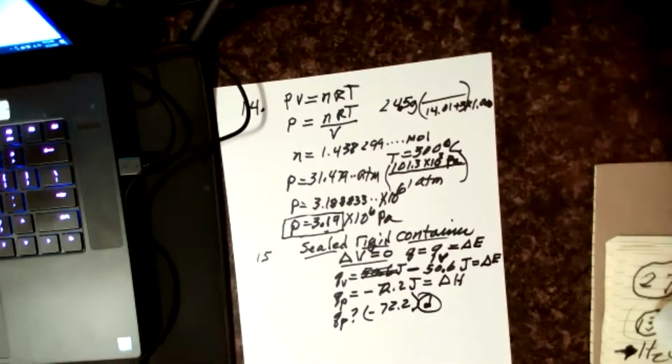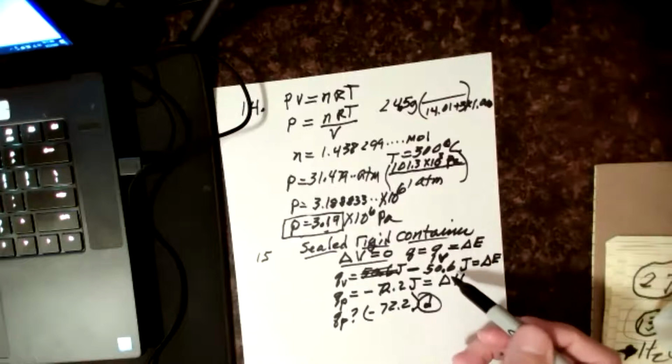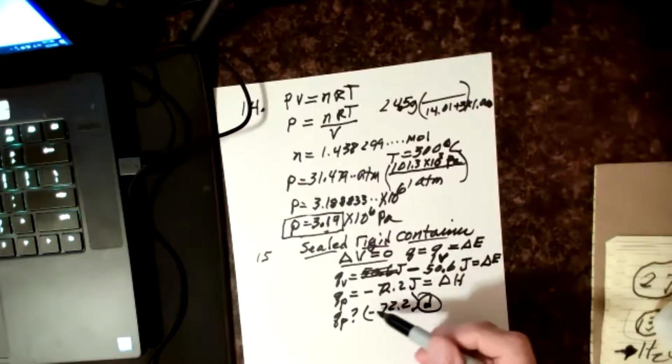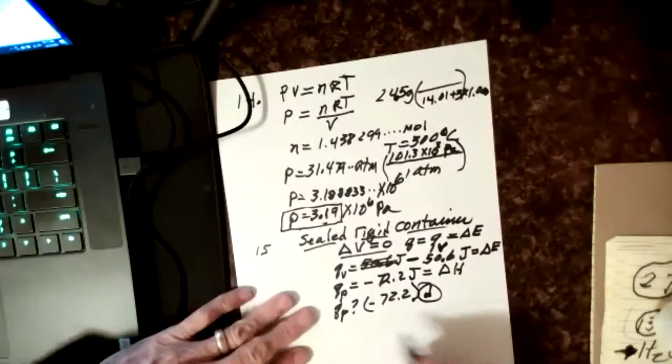Okay. Now, number 16, maybe we're going to do something a little more interesting. I don't know. Let's see. Well, process carried out, sealed, same data. Q at constant volume is minus 50.6. Q at constant pressure is minus 72. And we're getting to work.